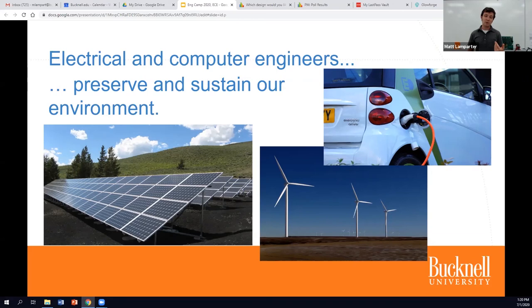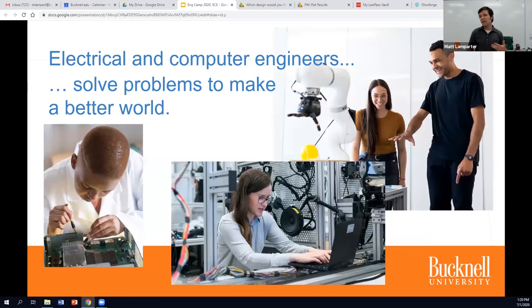Hybrid and purely electric vehicles, like we talked about on the last slide. These are individually and then globally huge things that ECEs are working on. And then just in general, we solve problems, right? This is what engineers do. We solve problems because we want to make the world a better place. That's why I became an engineer. It's why Emily is becoming an engineer. It's what we want to do. It's what drives us. We see problems that affect people and we want to fix those things. We want to help make the world a better place.